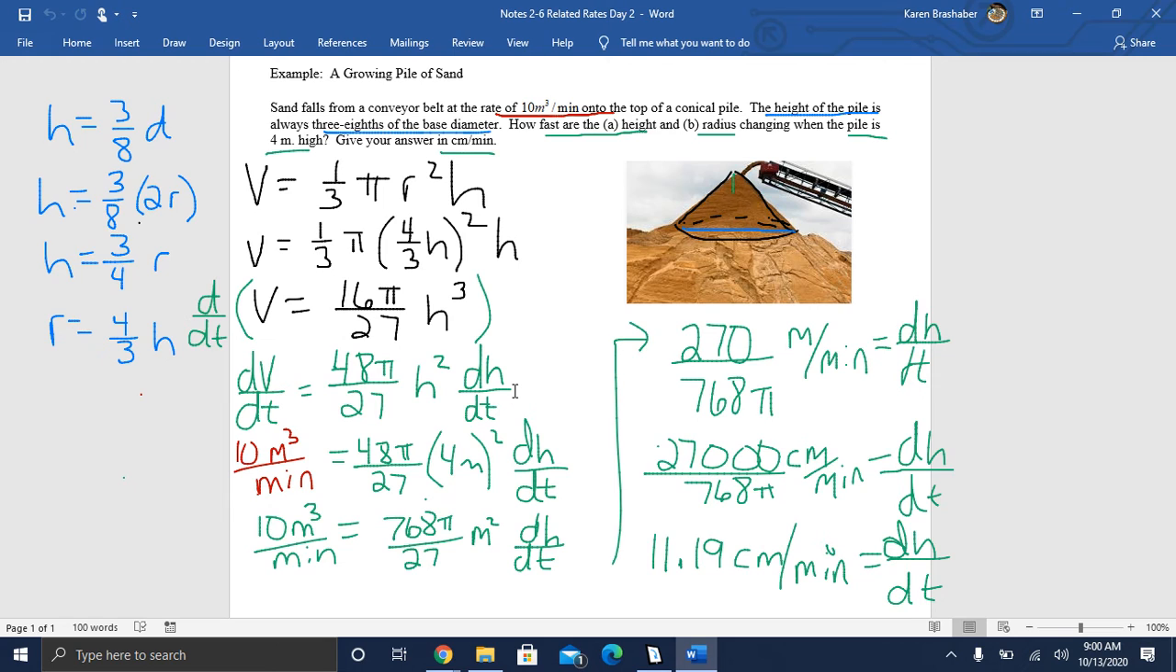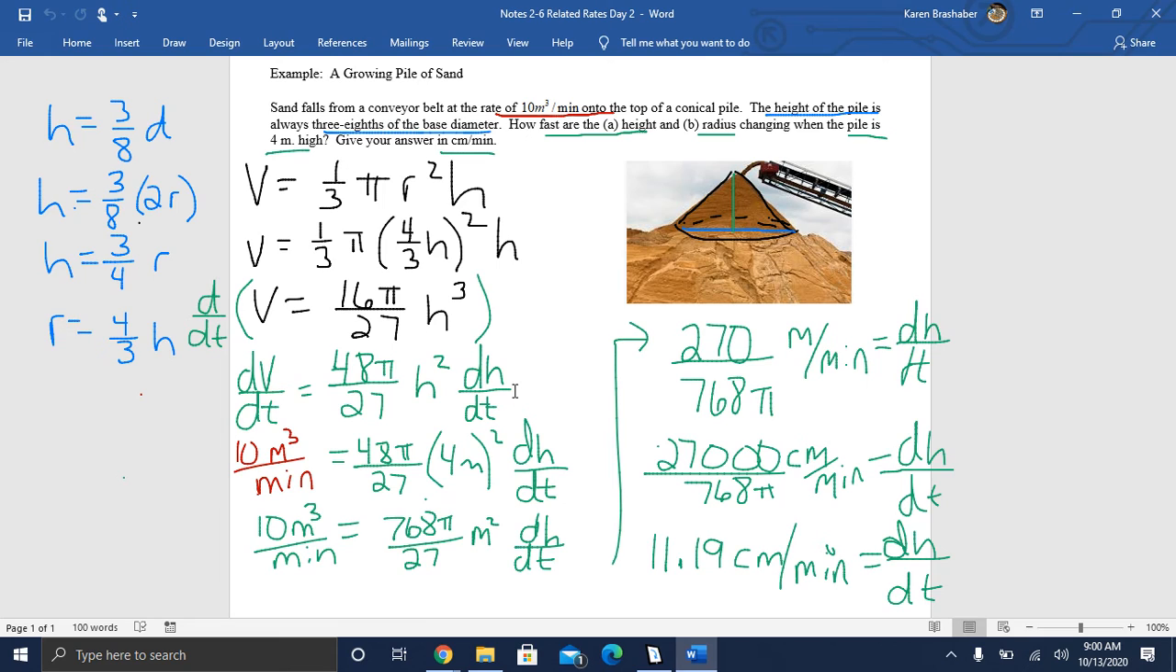And I might go ahead and draw that in. That would be the rate of change of this height as the sand is going from the conveyor belt to the pile when the height is at 4 meters. All right, now that takes care of part A.